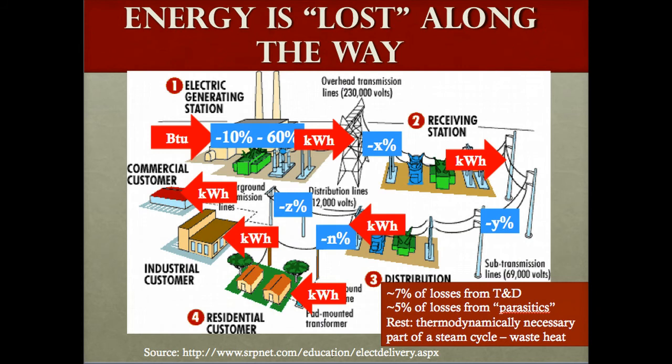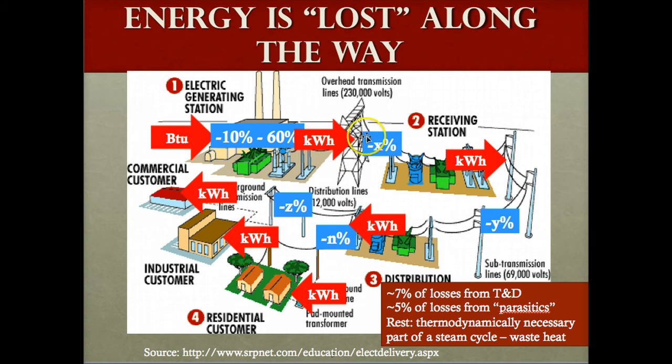Throughout each step of the electricity grid, energy is lost along the way, usually as heat. So you start with a certain number of BTUs of primary energy, say from a bunch of coal, but you lose 10 to 60% of the energy content of that primary energy source just in the conversion process from primary energy to electricity. Much of this is thermodynamically necessary waste heat as part of a steam or gas cycle. But there are some power plants that still have the potential to improve their efficiency.